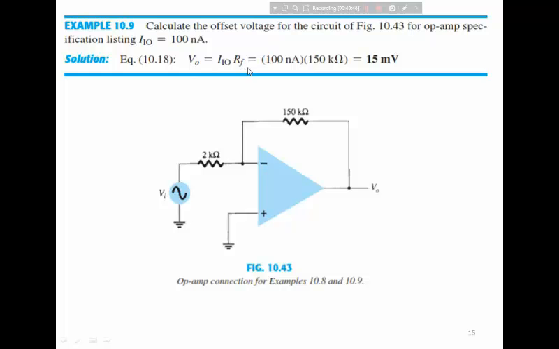equation derived in the last slide, that output offset voltage is equal to input offset current into the feedback resistance RF. So this is given as 100 nanoampere, feedback resistance is 50 kilo ohm, then the value turned out to be 5 millivolts at the output.